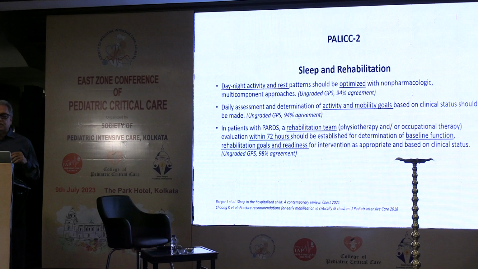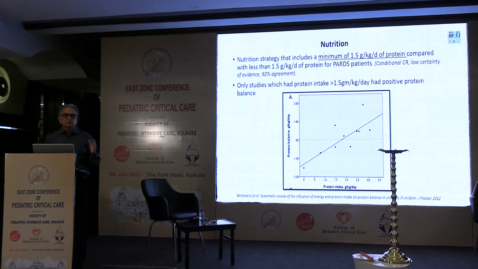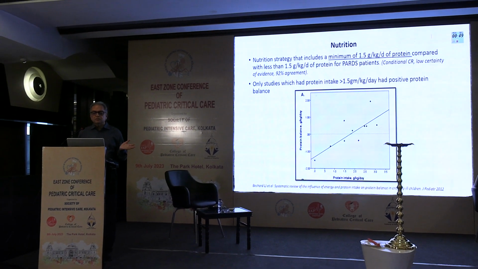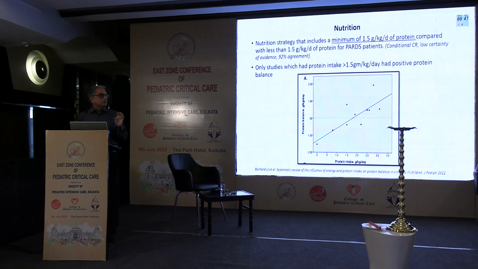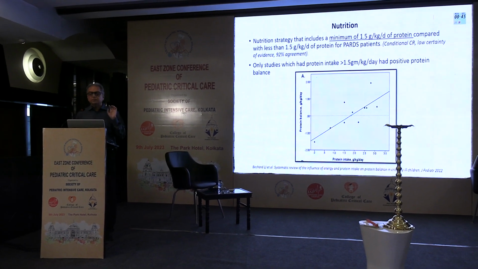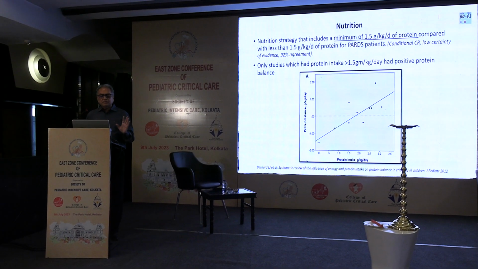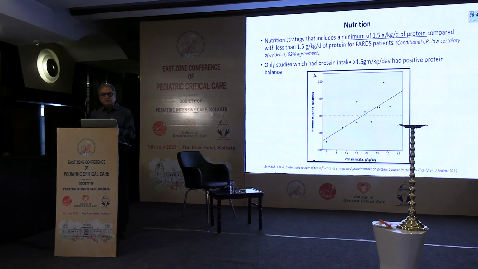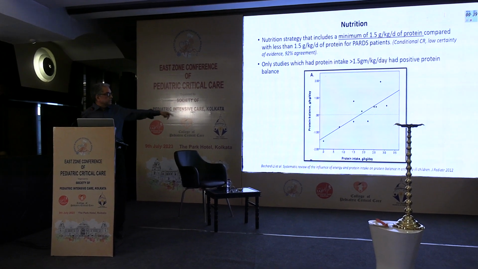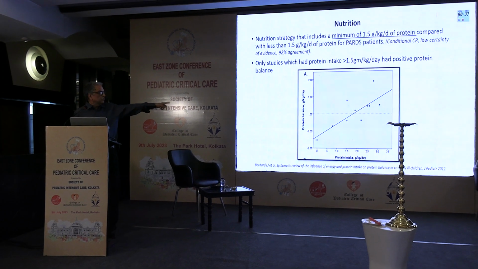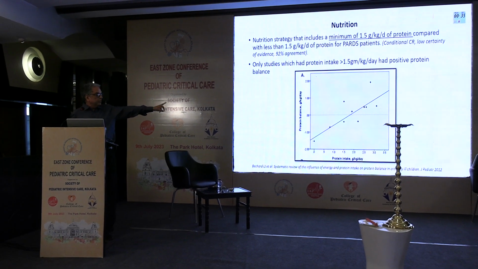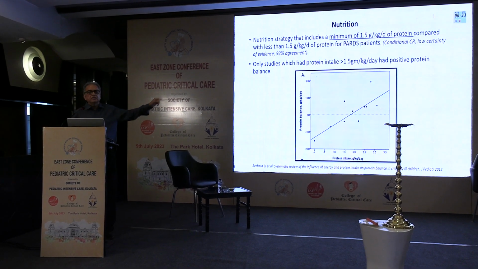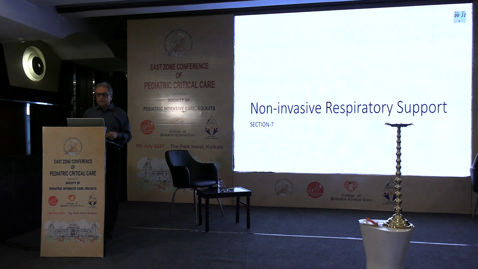Sleep and rehabilitation I have already discussed. Nutrition: start feeding as early as possible. Try to give a minimum of 1.5 grams per kg per day of protein in these patients, because, as you can see in this correlation graph, positive protein balance was seen in patients who had more than 1.5 grams of protein.